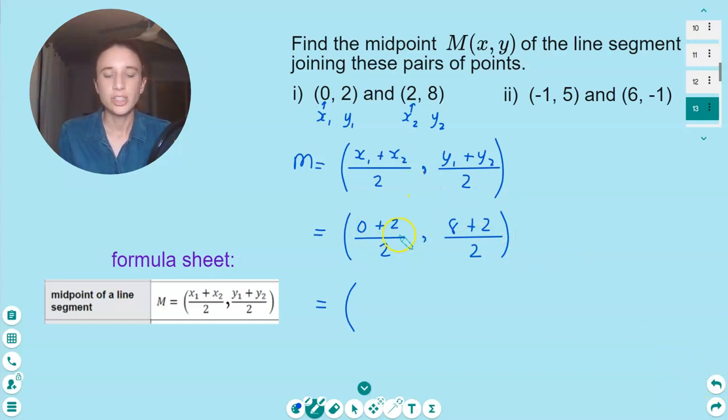Easy. All right. So simplifying on the numerator, 0 plus 2 is 2, divide 2, comma, 8 plus 2 is 10, divide 2. 2 divided by 2, anything divided by itself is 1, comma, 10 divided by 2 is 5. So the midpoint of these 2 points is the coordinates 1, 5. All right.